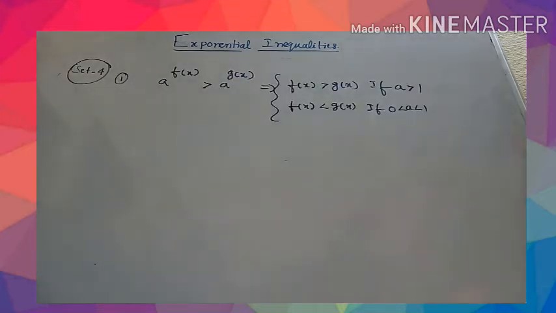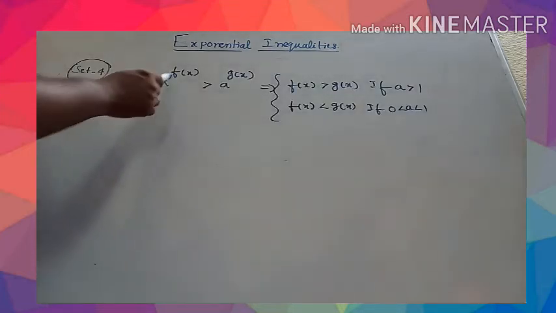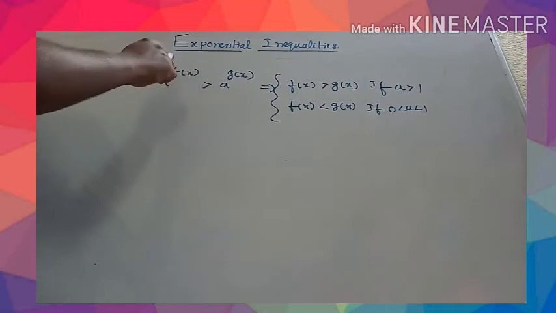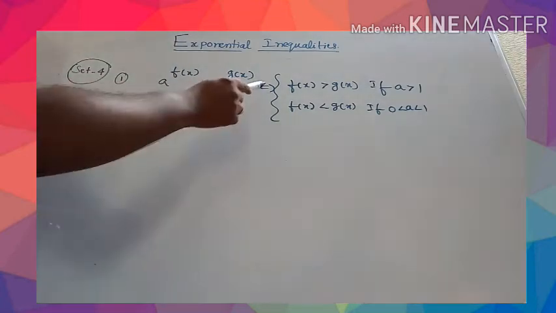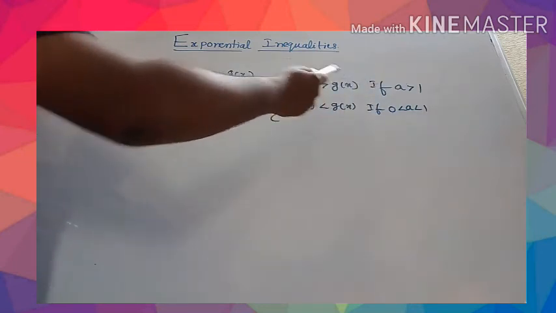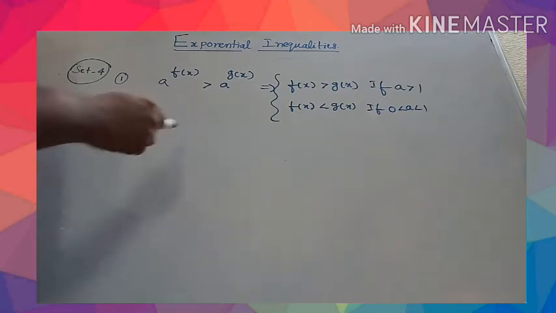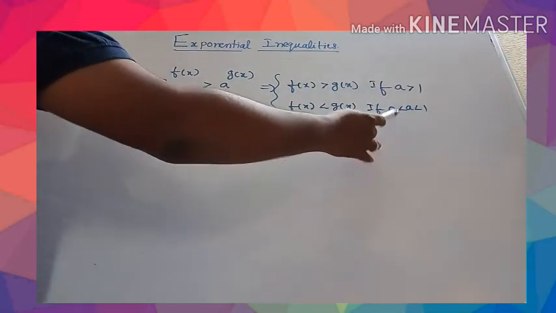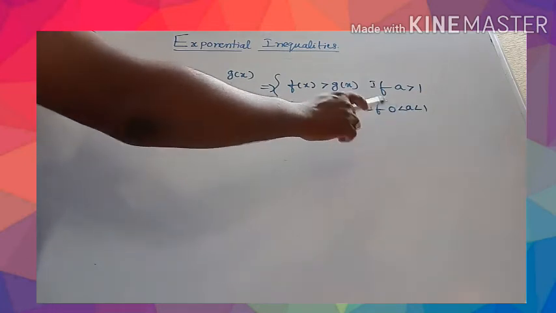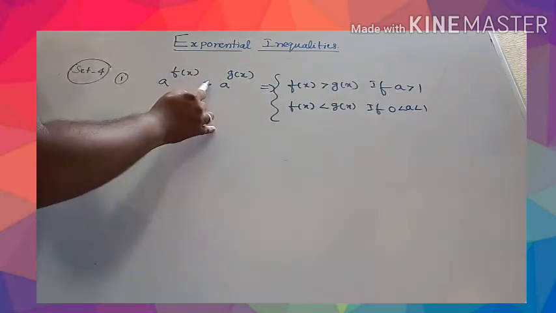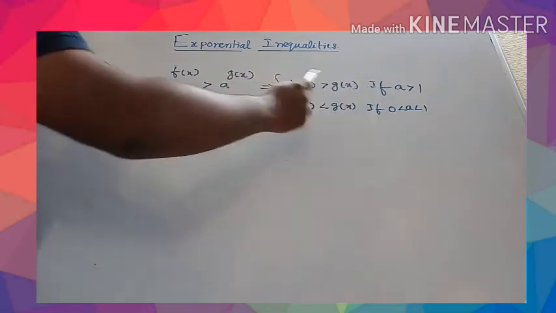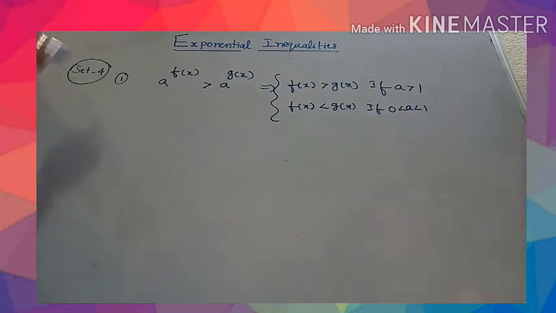Right? Now another set: we have the first one, a power f of x is greater than a power g of x. Here f of x and g of x are any algebraic expressions. If the base is greater than 1, dear students, then f of x will be greater than g of x, as we have discussed in the previous one. If the base lies between 0 and 1, then f of x will be less than g of x. As I told you, if the base lies between 0 and 1, here you have greater than, here it becomes less than. They maintain opposite inequalities. When the base is greater than 1, they maintain the same inequalities. This is the fact that you have got.